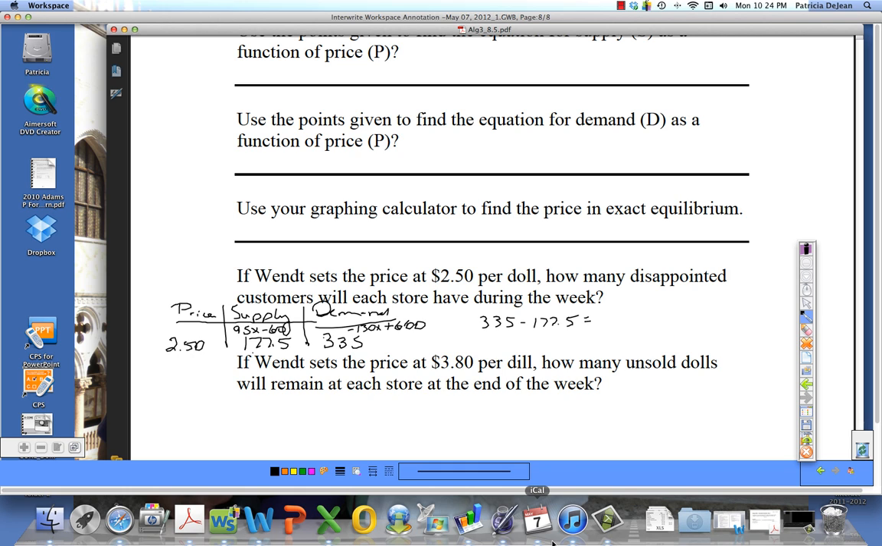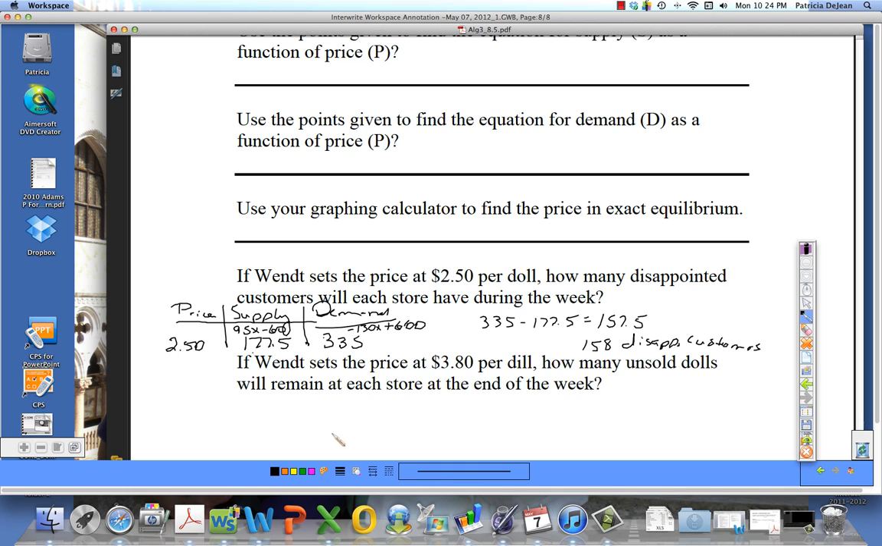How many disappointed customers are you going to have? Well, you had this many to sell. Your demand was 335. So that comes out to 157.5. Well, you can't give a half of one, so you're going to have 158 disappointed customers that you didn't have enough for. Okay. So you were short that many dolls.